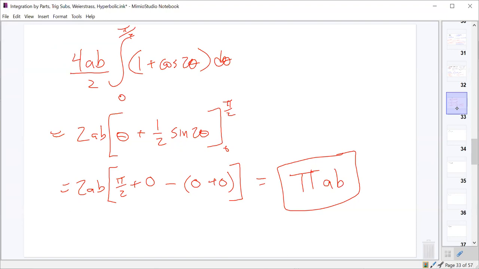Isn't that exciting? Aren't you all just amazed and astounded by what calculus can do? And isn't that also the area of a circle? It is, exactly. Yes, because a circle is just a special ellipse, right? Where a and b are equal to each other, and it's the same, pi r squared. Yep. That's fascinating. Isn't it fascinating?